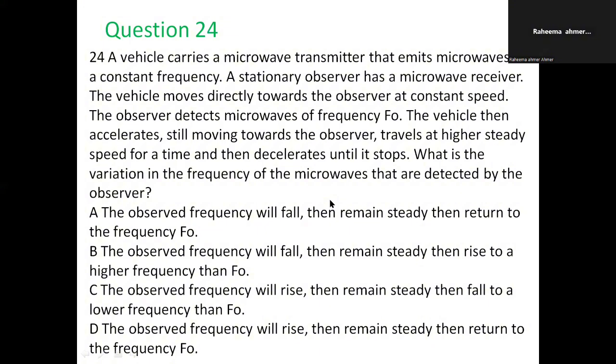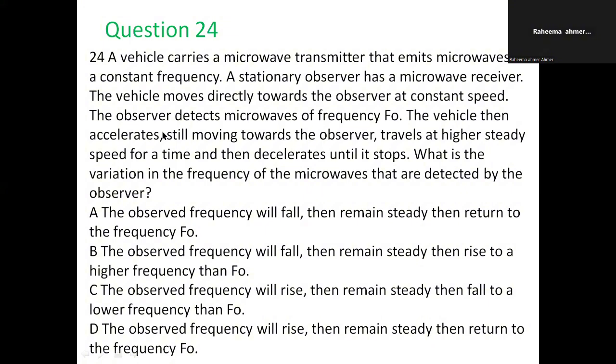Let's read the question. Instead of reading the options first, I would just prefer to check the motion of the vehicle, since it's just asking about the frequency. The vehicle then accelerates. After moving at a constant speed, it accelerates. So when the vehicle is accelerating, of course the frequency would increase because it's still moving towards the observer. So the frequency would be higher.